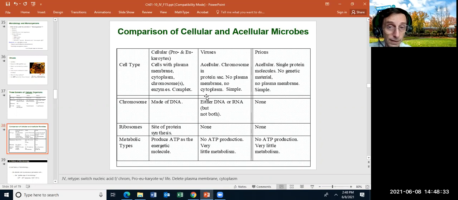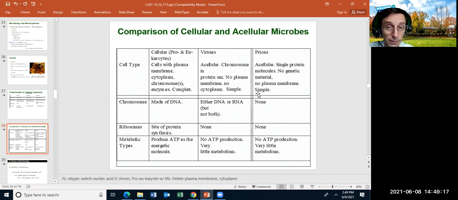Viruses, on the other hand, are acellular. They do have a genome, which you could call a chromosome, and it's inside a protein sac, the protein coat. But there is no plasma membrane, there is no cytoplasm, and viruses are pretty simple. The simplest viruses only have two molecules, like DNA and one protein. Of course, most of them have more than that, but like I said, the simplest ones are really simple. And even the most complex virus is simple compared to a cell.